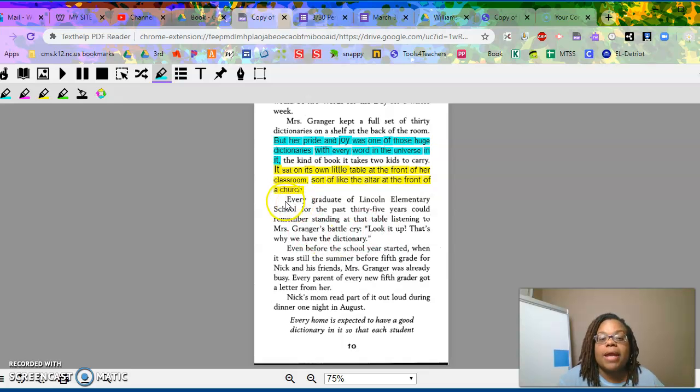So I'm going to start right here at the word every. Every graduate of Lincoln Elementary School for the past 35 years could remember standing at that table and listening to Mrs. Granger's battle cry, look it up. That's why we have a dictionary.